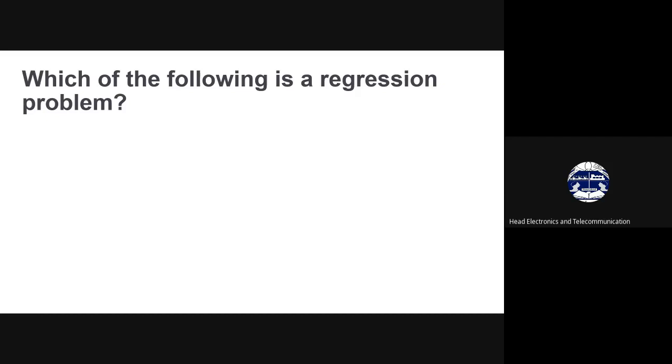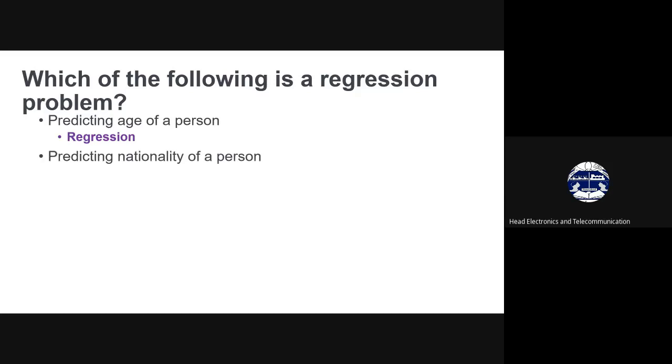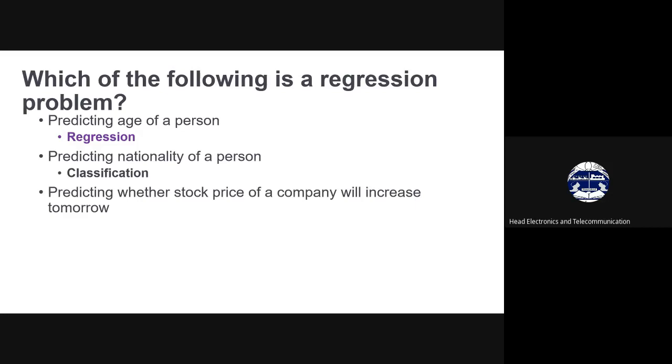Now, you have to respond to these questions. Let us see how many of you can understand this. Which of the following is a regression problem? Predicting the age of a person, is this a regression problem or something else, or a classification problem? What do you think? Predicting age, regression problem, right? So when I predict the nationality of a person, is it a regression or a classification? Classification. Right. So predicting whether the stock price of a company will increase tomorrow. Regression.